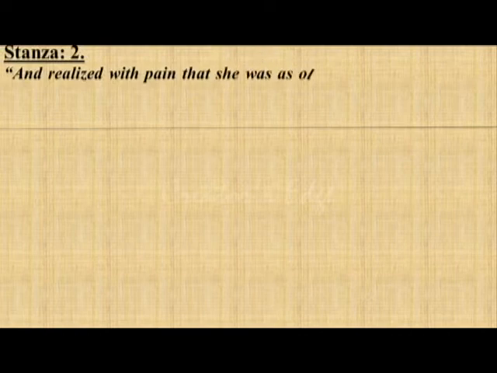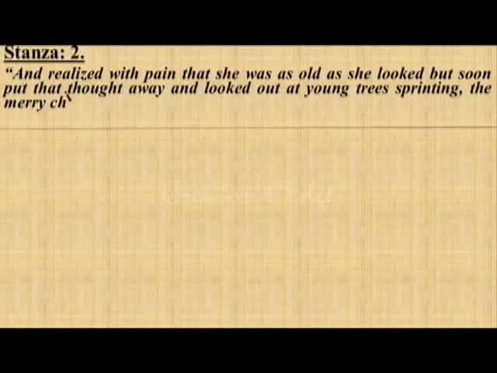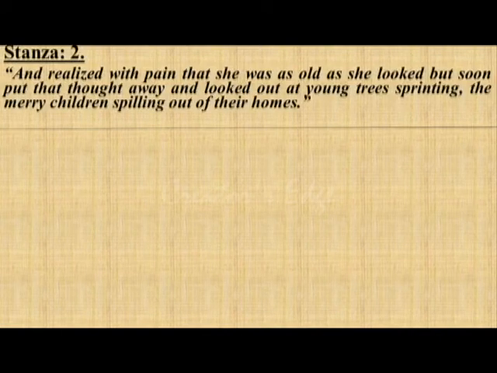Let's jump on to the next stanza. Stanza 2. And realized with pain that she was as old as she looked, but soon put that thought away and looked out at young trees sprinting, the merry children spilling out of their homes. Okay students, this is stanza 2. Let's start the explanation of this stanza.